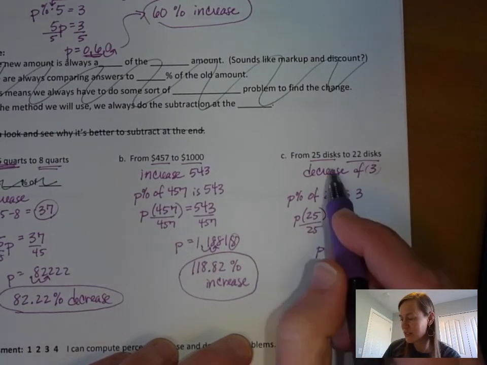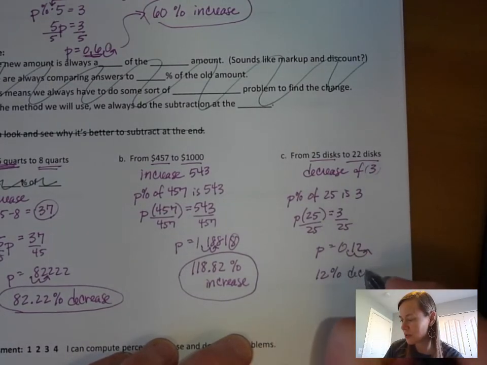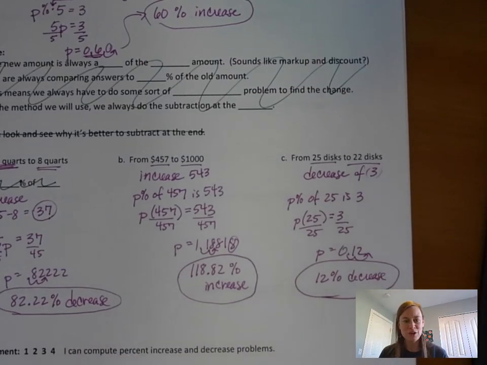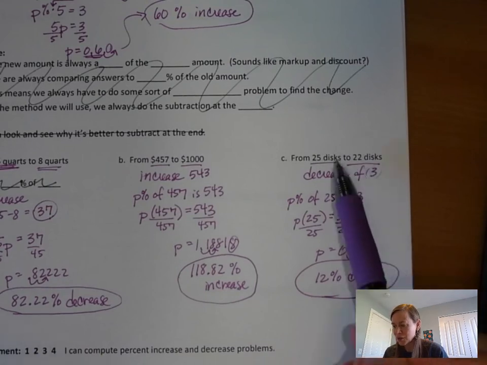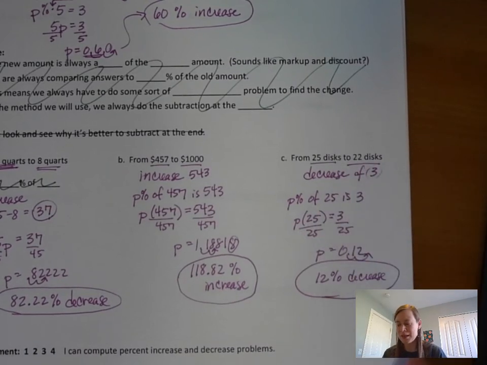And was it an increase or decrease? It was a decrease. So just copy that down there. And you have your final answer. Let's just make sure it makes sense. 12% decrease is not huge. That's not like a 50% decrease. And it looks like we only went down a few. So yeah, it does make sense.